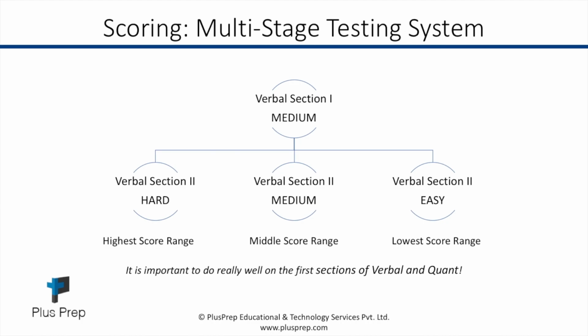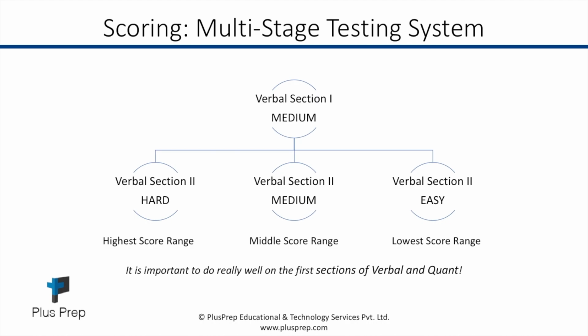Let's look at the scoring and more accurately the mechanism of how this test works. The first sections of verbal and quant, the scored sections, are going to be of medium difficulty. What I mean by that is that when you average out the difficulty of all the questions within that section, it will be of medium difficulty. The GRE grades the difficulty level of questions from 1 to 5. So when you average out the difficulty levels, it'll probably come to around a 3 in the first verbal and the first quant section.